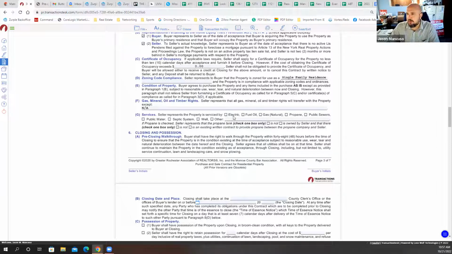Services. This is where we're seeing what kind of services this property has. And this was a unique example where this has electric, it has oil heat. So this is where we're doing fuel oil. Typically homes are on natural gas, which would be this box. So we're doing fuel oil here. It does not have public sewers, which most do. It does have public water, and it has a septic system instead of public sewers.